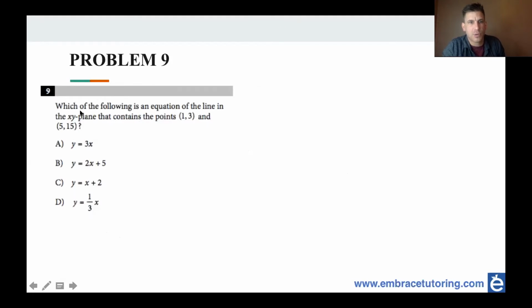Okay. Here we have which of the following is an equation of the line in the xy plane that contains points 1, 3, and 5, 15. Now, master tip. I see equation of a line. I skim down on my answer choices. All of these are in linear form, which means I want to pay attention to y equals mx plus b. If they're giving you coordinates, they're giving you a 1, 3, and they're giving you 5, 15.